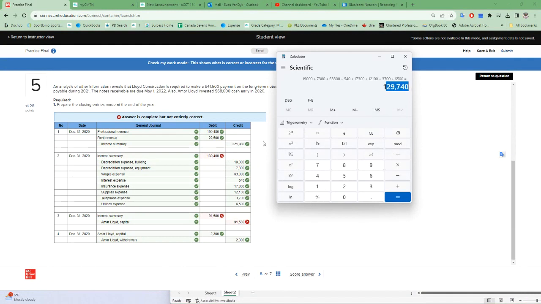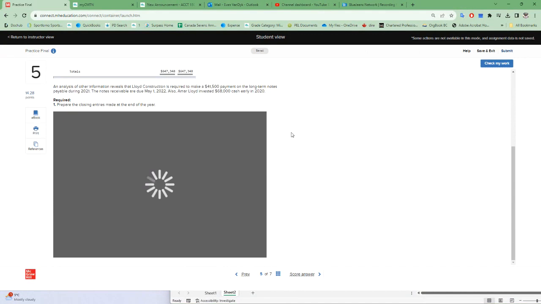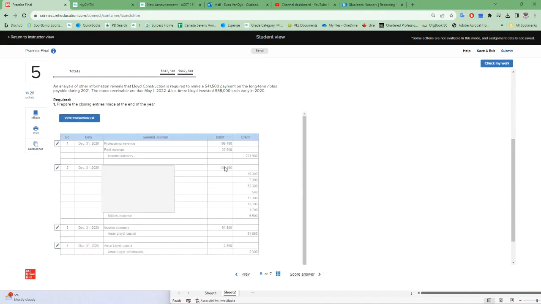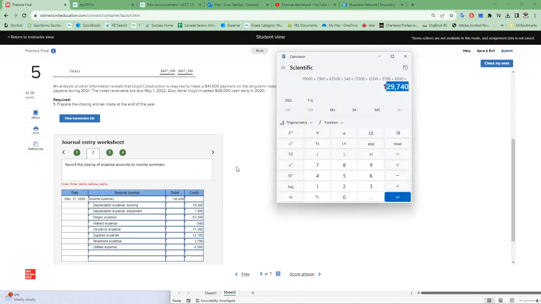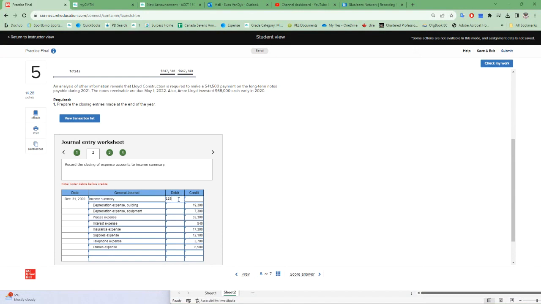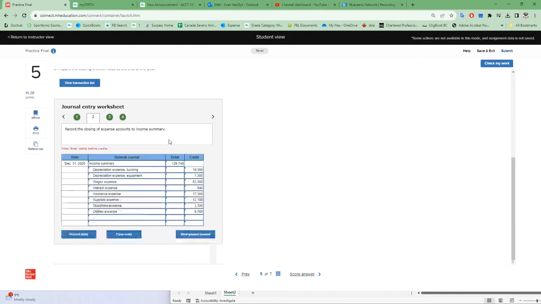It's important that you check your work. Like, you just go through with the calculator after. 129,740, because this is such an easy one. My debits and credits don't balance, right? Like, it's all pretty much there.